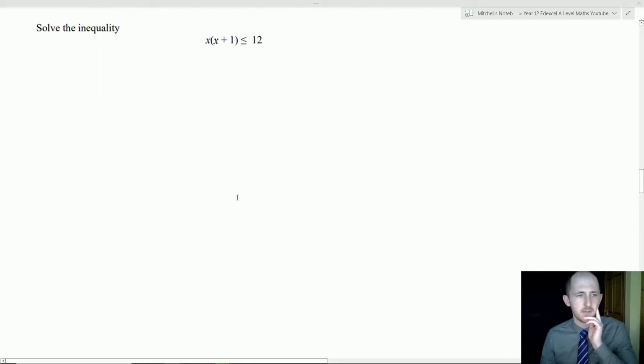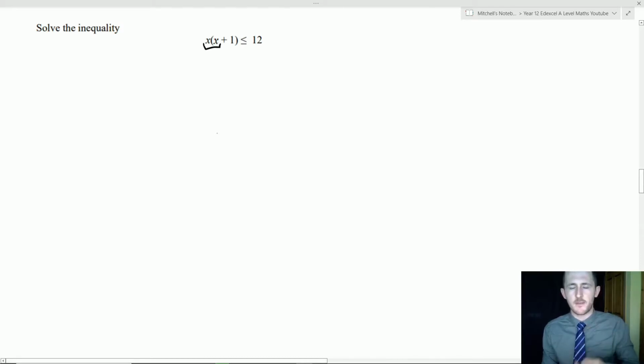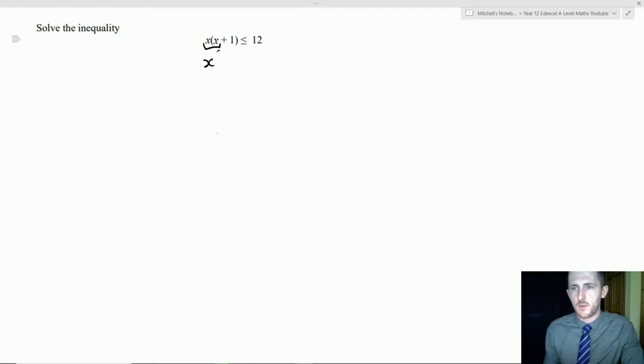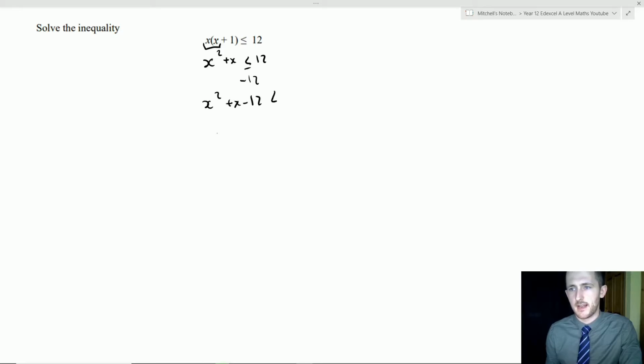This one might not seem too tricky, but once again, we do the same thing as usual. If you're solving an inequality, you need to expand, because this is a quadratic, because we have two x's timesing each other, and then refactorize it. So if you expand that, you get x squared plus x is less than or equal to 12. Make sure you see the equal sign, which means we are looking for when it actually touches the x-axis, not just when it's below or above. Minus 12 from both sides: x squared plus x minus 12 less than or equal to 0.